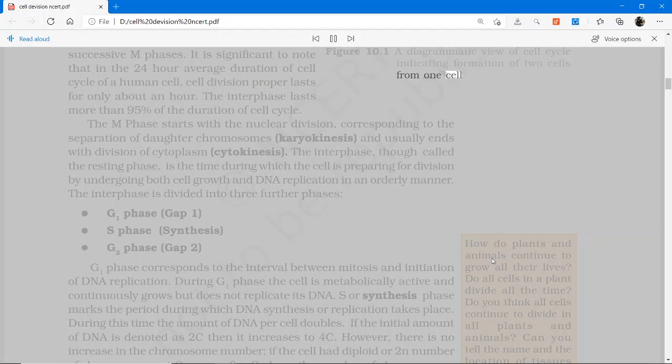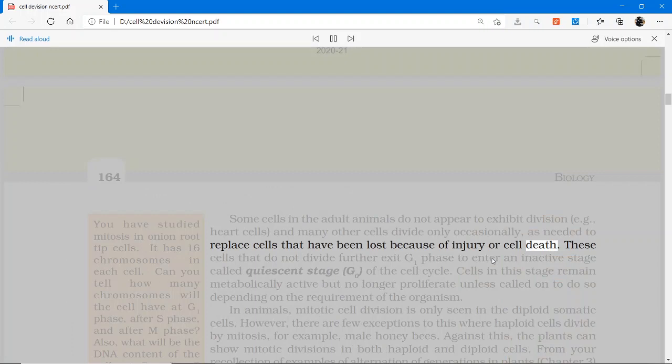Some cells in the adult animals do not appear to exhibit division, for example heart cells, and many other cells divide only occasionally, as needed to replace cells that have been lost because of injury or cell death. These cells that do not divide further exit G1 phase to enter an inactive stage called quiescent stage, G0, of the cell cycle. Cells in this stage remain metabolically active but no longer proliferate unless called on to do so depending on the requirement of the organism.